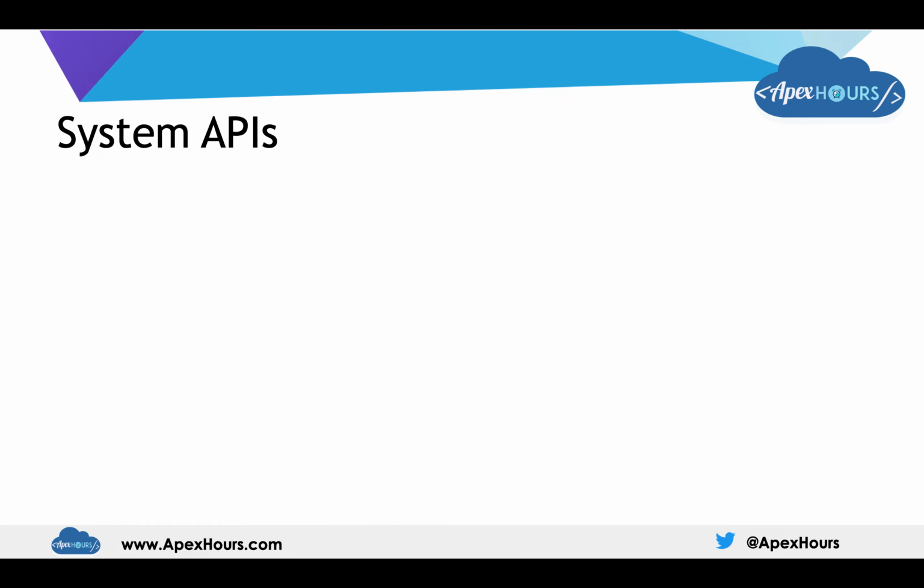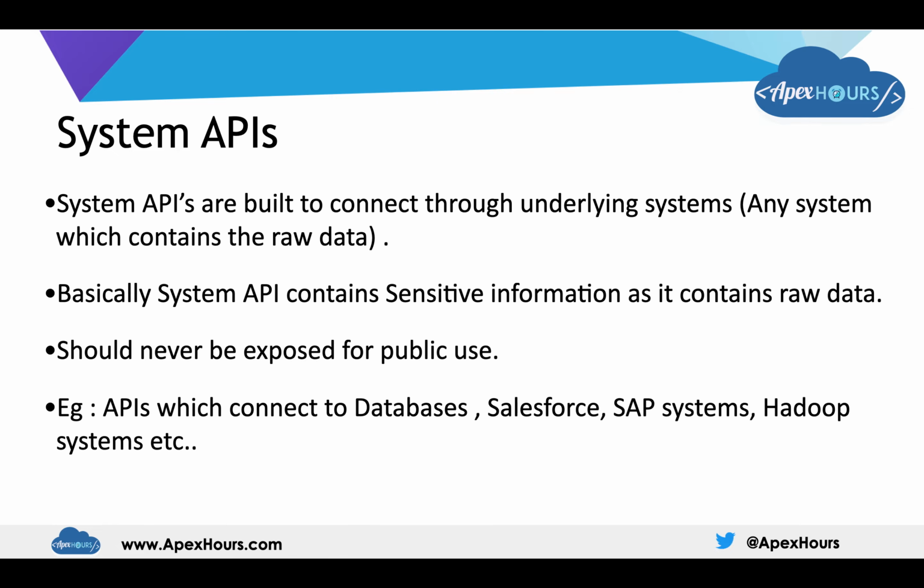When I'm discussing system, process and experience layers, I will be explaining in a way like what these APIs are, why these APIs are called system APIs, and why they are called process and experience, so that it will be easy. So system APIs are built to connect to the underlying systems.